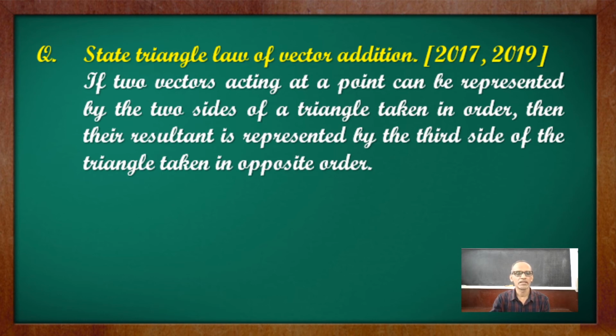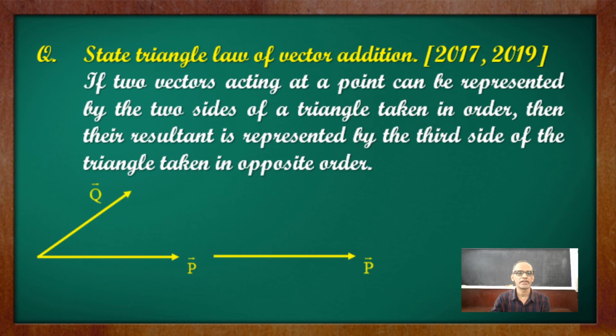So to understand this, let's take a vector. This is the vector, and I'm going to construct a triangle with the help of this vector. I'm going to consider this as one side of the triangle. I'm going to consider one more vector Q, and this is the vector to be added. The vectors P and Q are to be added.